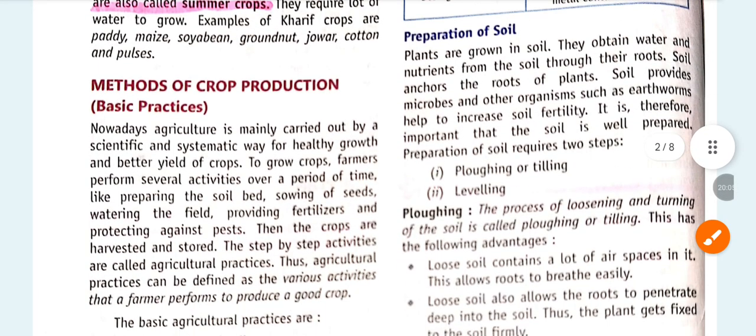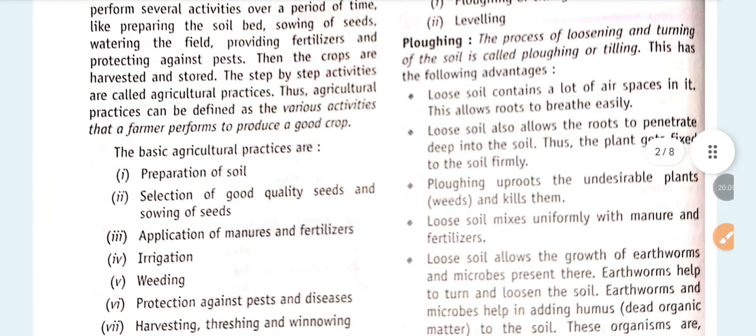So let's first discuss what plowing is. The process of loosening and turning of the soil is called plowing or tilling. This has some advantages. Loose soil contains a lot of air spaces in it. This allows the roots to breathe easily, because you have seen loose soil is very easy to compress since it has a lot of air in it, and air is compressible.